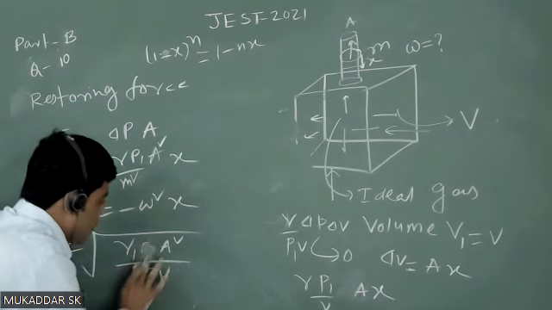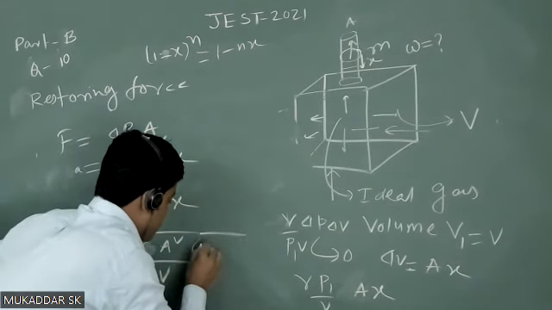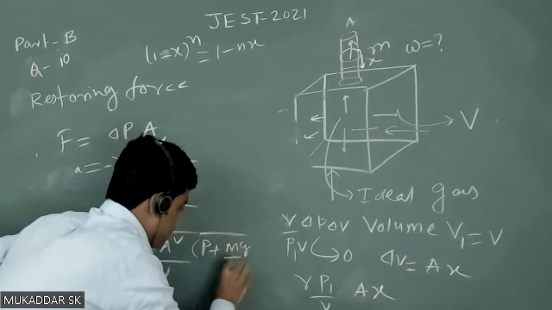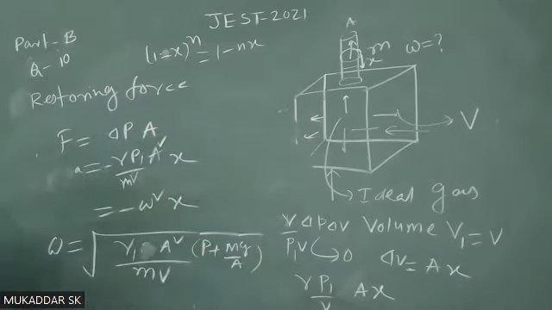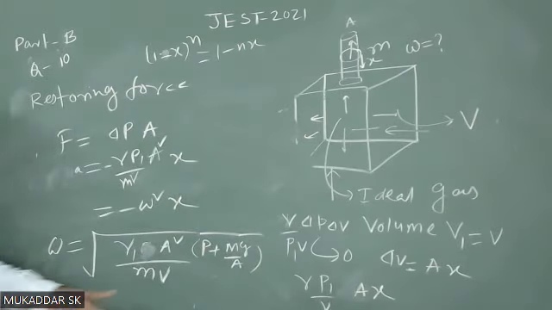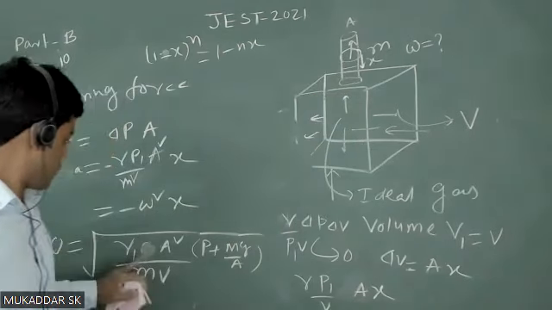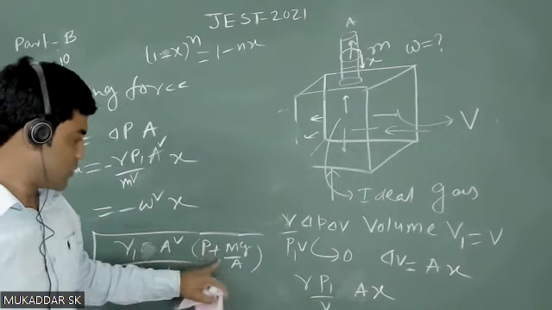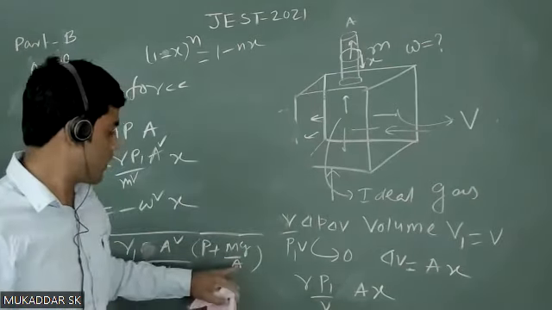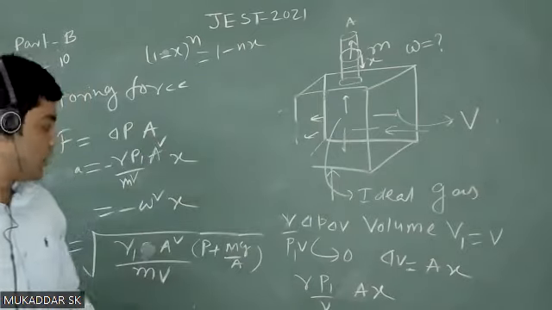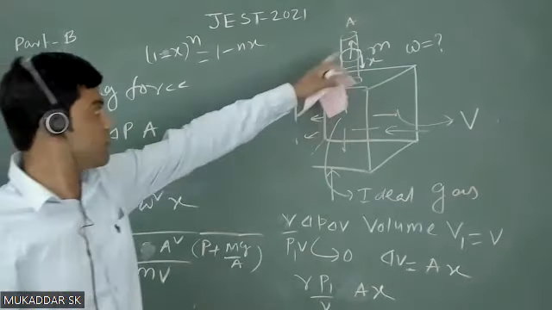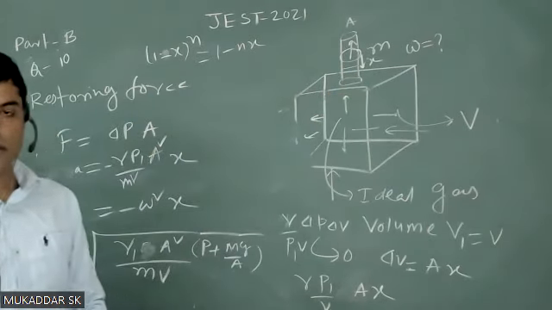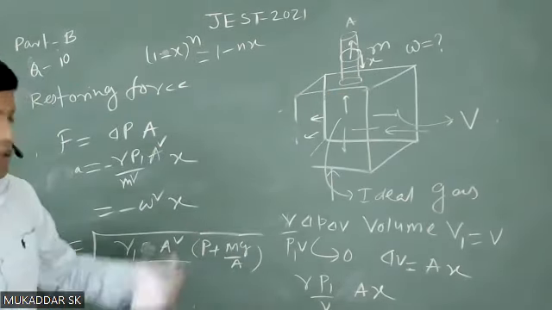And P₁ is how much? P₁ I know is nothing but P plus mg by A. So you'll have the angular frequency of oscillation of this ball, that will be γ A square by mV, P is atmospheric pressure plus mg by A. M is the mass of this ball. A is the cross sectional area of this tube. So this will be the angular frequency when you displace this metallic ball by a small amount. Okay, so this will be the answer, angular frequency, that will be the answer.